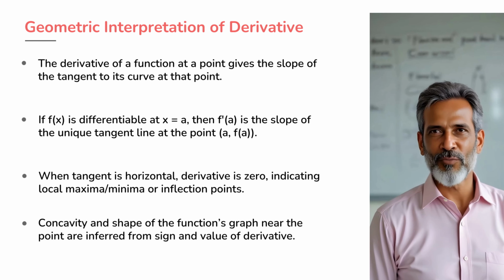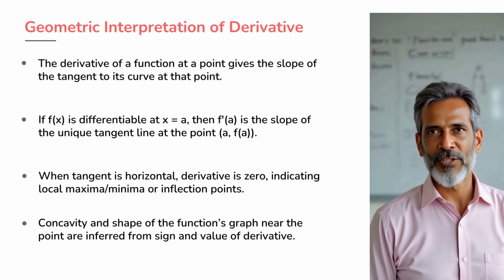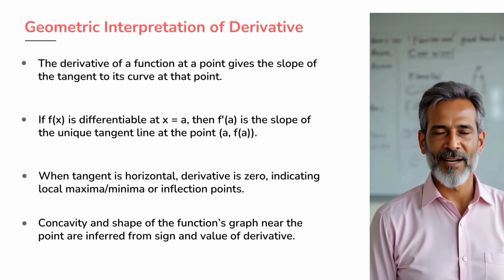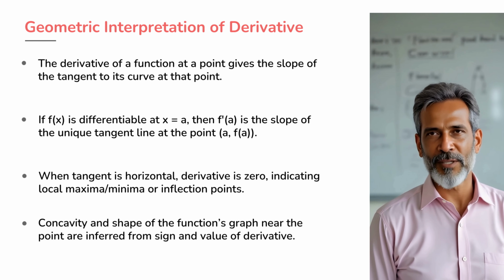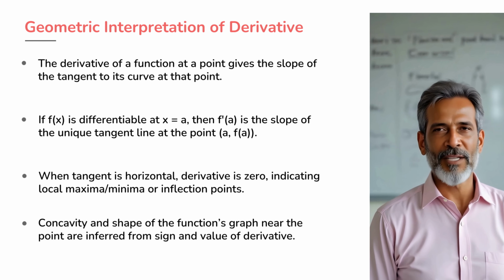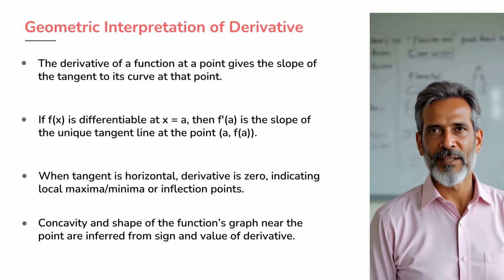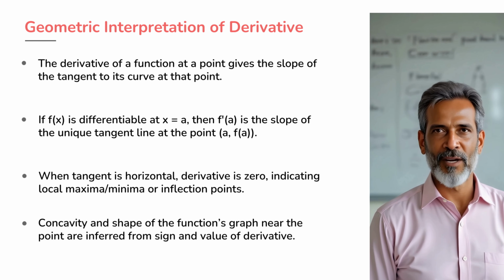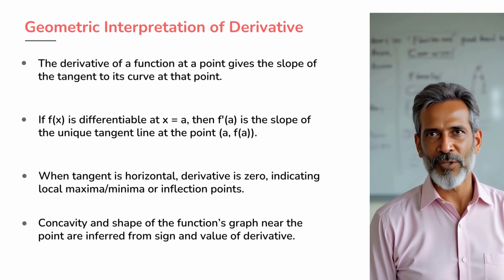Let's smoothly move from the definition to how derivatives look on a graph. Imagine the curve of a function f(x) and a specific point x = a on this curve. The derivative of the function at that point gives us the slope of the tangent to that curve exactly at x = a. If the function is differentiable at x = a, that means the derivative exists there. Then f'(a) is the slope of the unique tangent line touching the point (a, f(a)) on the graph.